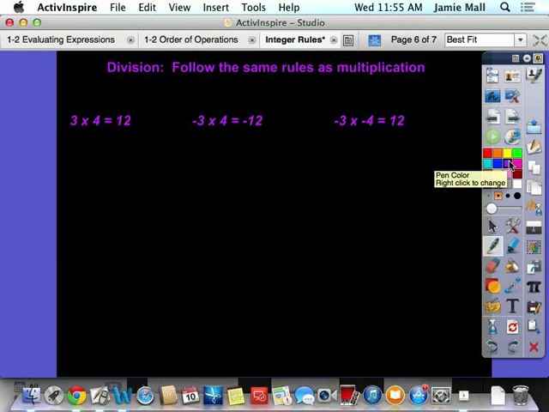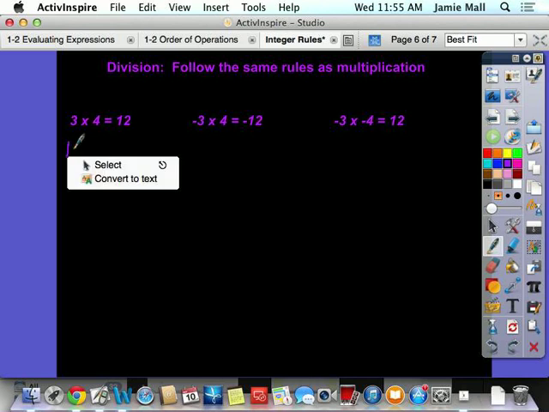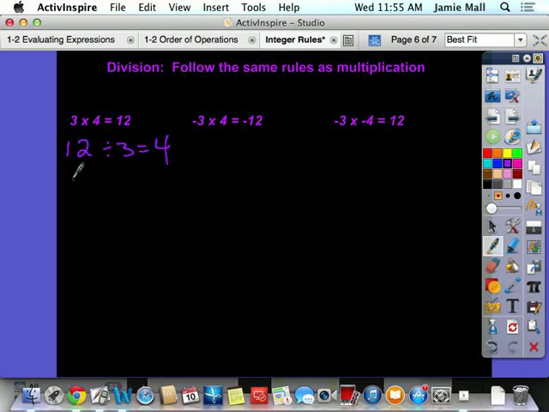Division rules are the same rules as multiplication. Same rules as multiplication. So if I know that a positive times a positive is equal to a positive, I can take any division problem and turn those facts back around into a division problem. So I can take 3 times 4 equals 12 and rewrite it as 2 division problems. 12 divided by 3 equals 4, or 12 divided by 4 equals 3, because they're all part of the same fact family. What you see here is that a positive divided by a positive obviously will give us a positive.